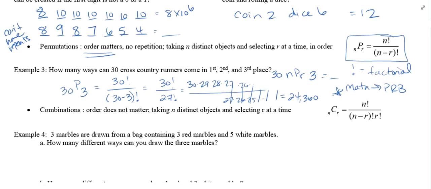All right, combinations. Again, the order doesn't matter. You're taking n distinct objects and selecting r at a time. So n factorial over n minus r factorial, and we have this other r factorial here because we don't care what order they're selected.